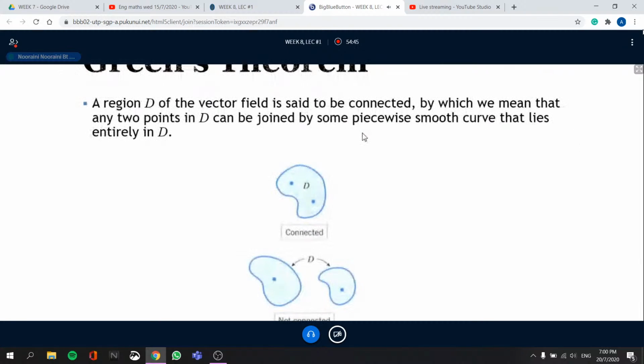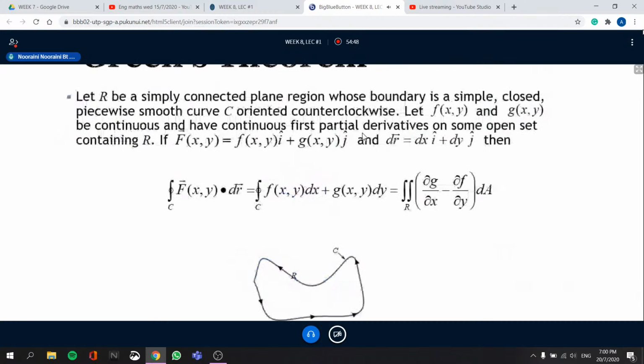So, what is Green's theorem? Let R be a simply connected plane region whose boundary is simple and closed. It should be closed and simple, meaning it's just a simple function. We don't want a complicated function where you can't get the boundary of your function, and it should be smooth also, oriented counterclockwise. Let F and G be continuous and have continuous first partial derivatives on some open set. This one is just the definition.